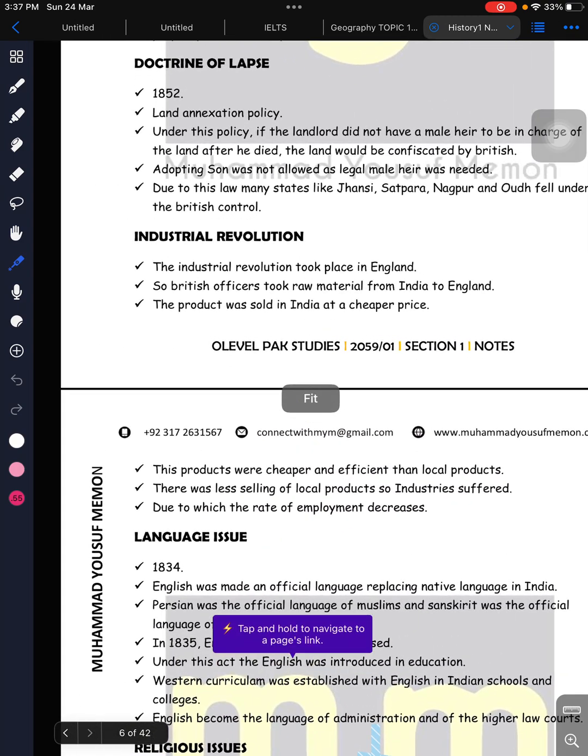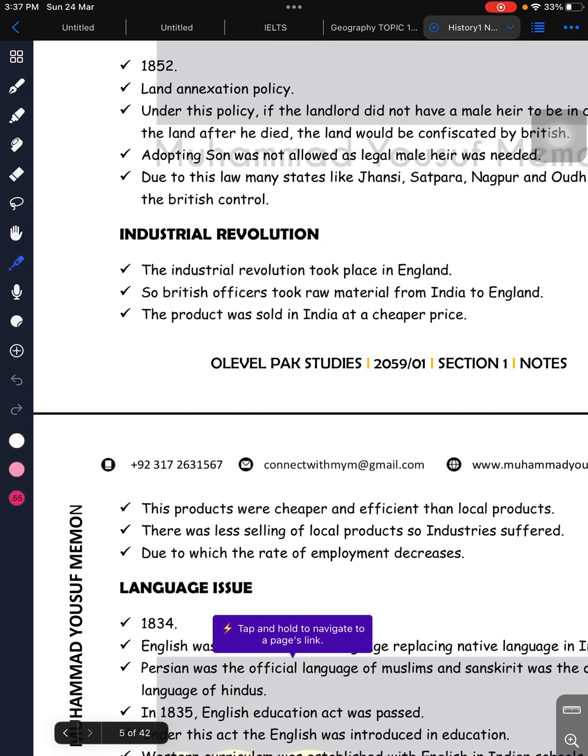So the local industry in India suffered, because the products were cheaper and efficient compared to local products. The local people's products were selling less, and because of that the employment rate also decreased.